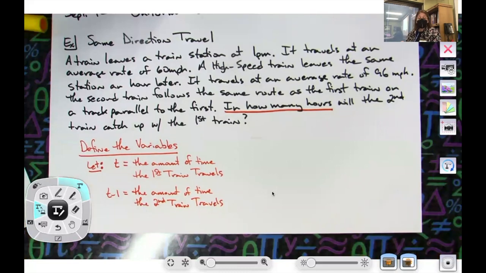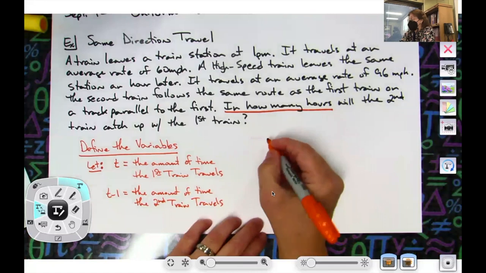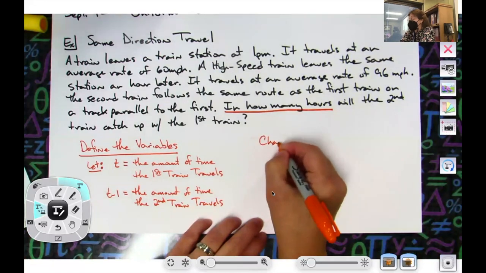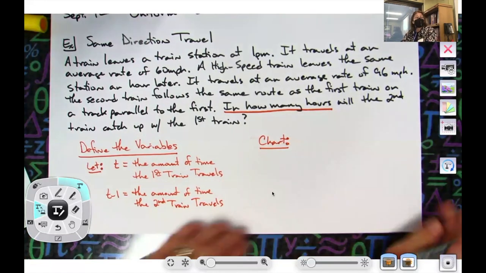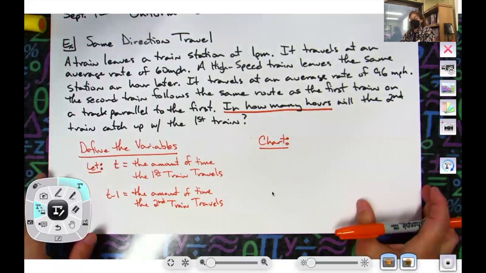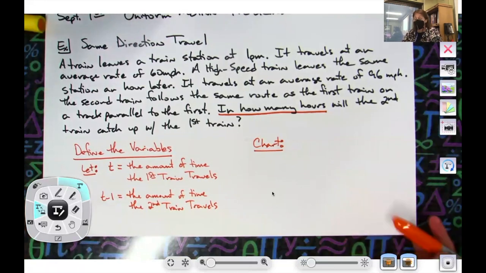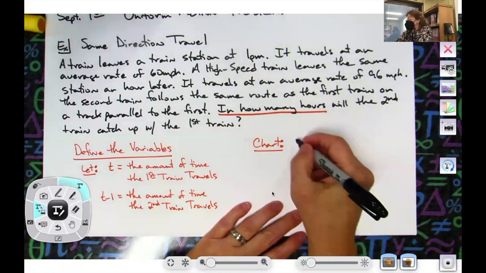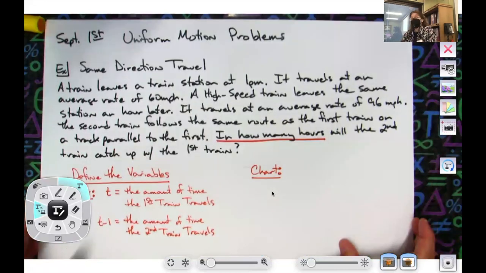Now from there, we are going to make a chart. We are always going to make a chart. You're going to have to fill in a chart. We're going to organize our information. Now, something from science. Remember the formula, just in general? Let's put it all the way up here.